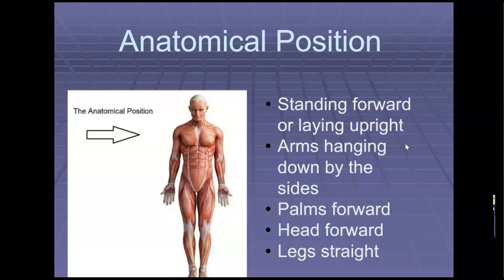All right, so first we're going to start with the overall anatomical position. Whenever we talk about the human body, we are assuming that the body is in what we call the anatomical position, which is standing forward, or if you're lying down, lying upright, arms hanging by the side, palms forward, head forward, and legs straight. So whenever we reference parts of the body, we are always assuming that the body is in this position. It gives us a universal reference point.